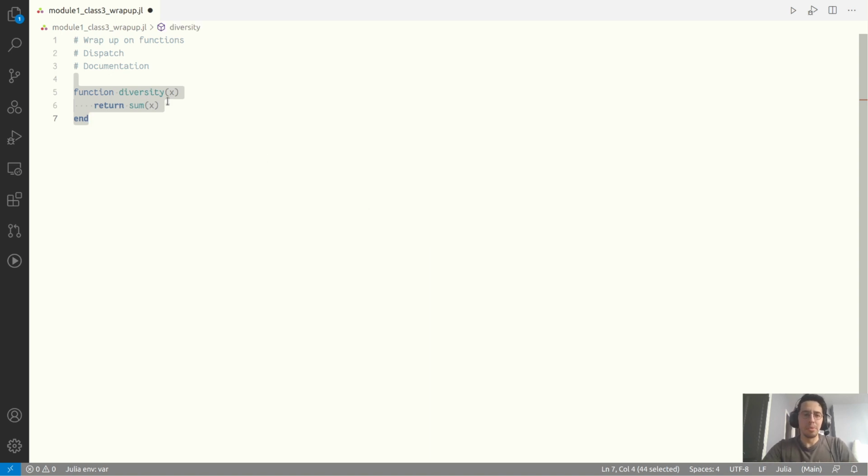It has a name here, so the name of the function is diversity. It has one argument, which is x, and it does something to x, which is take its sum, and then it is going to return the sum of x. The return keyword is, remember that a function is supposed to be a box, and nothing comes out of the box except what goes after return. That is an important concept in Julia and in all of programming, which is called the scope.